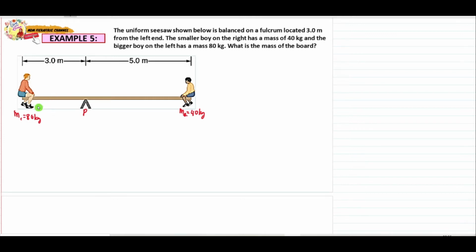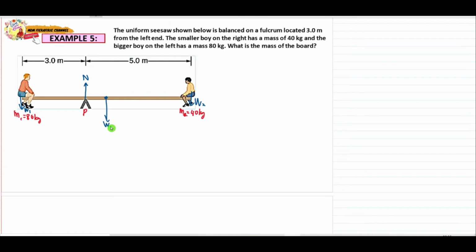Okay, the first force should be the weight. Okay, kita guna colour biru. Okay, so the weight of the first boy and the second one is the weight of the second boy. Okay, and then kita akan ada normal force. Okay, and then di tengah-tengah board tu, kita akan ada weight of the board.